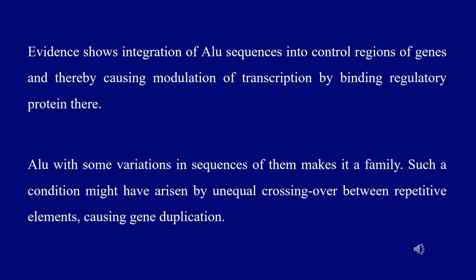Alu sequences show variations in their sequences and thus making a family. It occurs due to unequal crossing over between repetitive elements causing gene duplication.